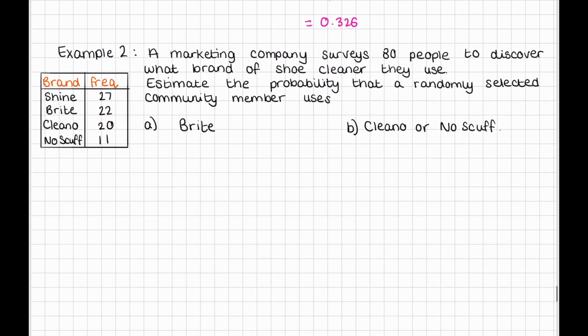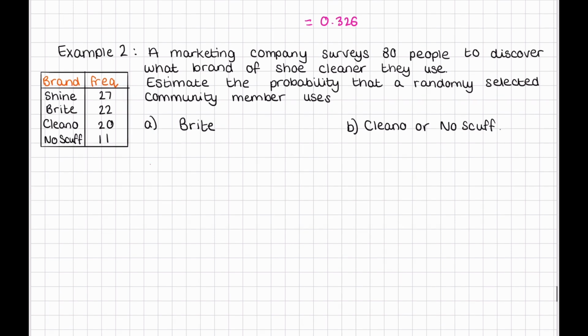Example 2, a marketing company surveys 80 people to discover what brand of shoe cleaner they use. Estimate the probability that a randomly selected community member uses Bright, and then Cleano or No Scuff. So for the first one, for Bright, we just look at this table here with our information. And our total here is 80, it tells us that in the question. So for Bright, you've got 22, so the probability that it's Bright, I'm just going to use a B there, would be just 22 out of 80. Really simple, and as a decimal, 0.275.